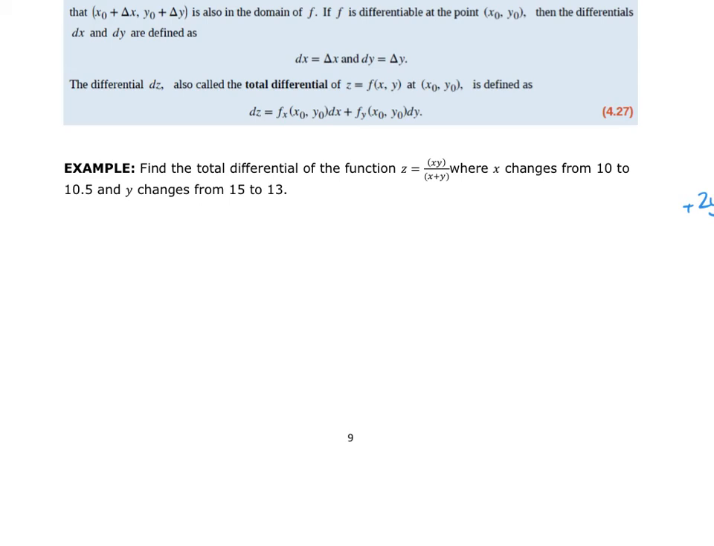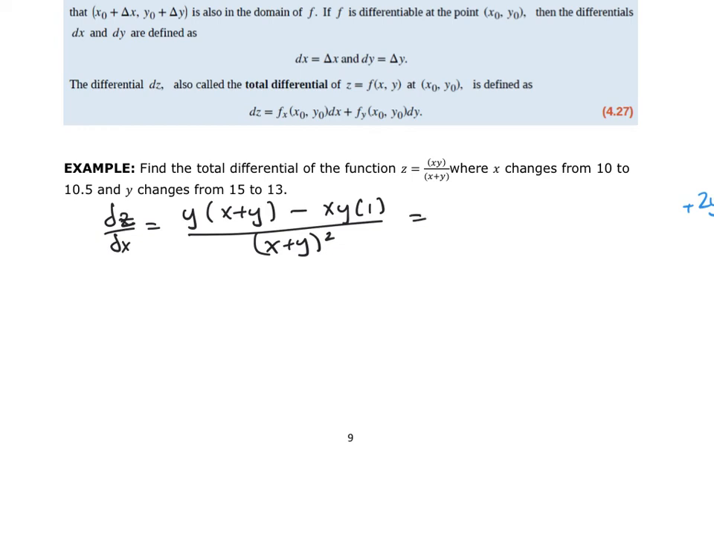So the first thing we're going to want to do is find the partial derivatives. I'm going to find the partial derivative with respect to x. So dz/dx is going to be equal to, well, unfortunately I'm going to do the quotient rule. The derivative of the numerator, which is just y, multiplied by the denominator, x plus y, then minus xy. Now remember, y is a constant, multiplied by the derivative of the denominator, which is just 1, and then (x plus y) quantity squared.